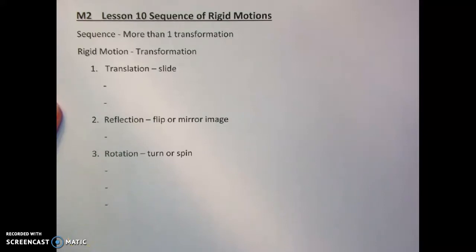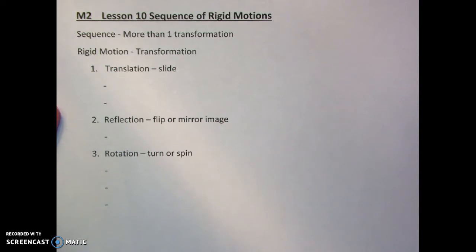Module 2, Lesson 10, Sequence of Rigid Motions. Sequence means you have more than one transformation. So you have a translation, a reflection, a rotation, a combination of two or more of those things occurring. Rigid motion is one of these transformations.